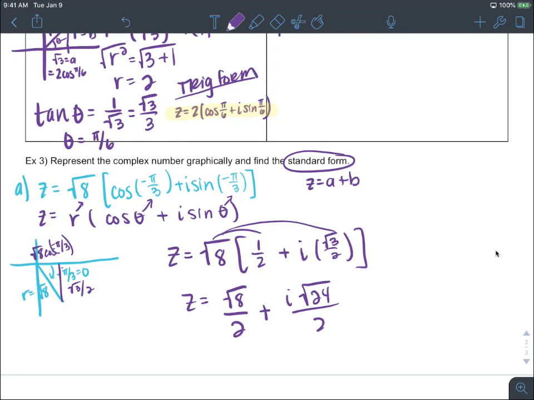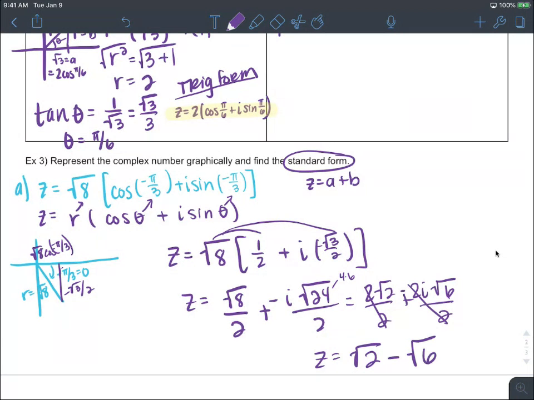Distribute. Okay, so 8 is 4 times 2. So we get 2 root 2 over 2 plus i. This is 4 times 6. So times 2 root 6 over 2. My 2's cancel, giving us root 2. Oh, and this is negative. Minus the square root of 6, i. So I usually put the i in the front because then it doesn't get lost back there.